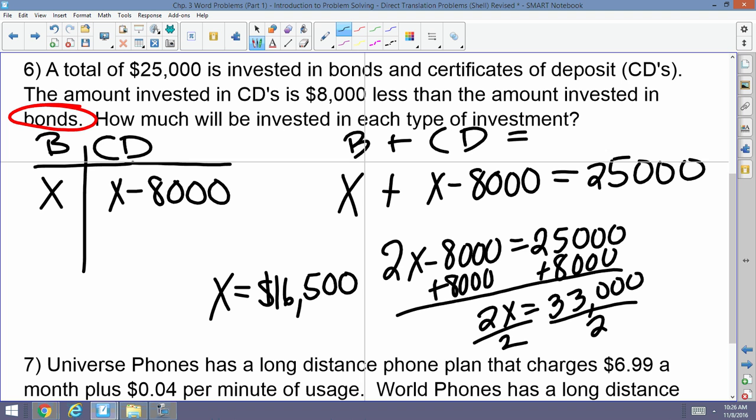Not necessarily. It's one of them. You've got to plug it in. They want to know how much was invested in each type of investment. Sometimes they just want one investment, sometimes they want both. All I did was solve the equation for the variable in question. Now I've got to plug it into my table. So my bonds were 16,500. My CDs were 16,500 minus 8,000, so that's 8,500.